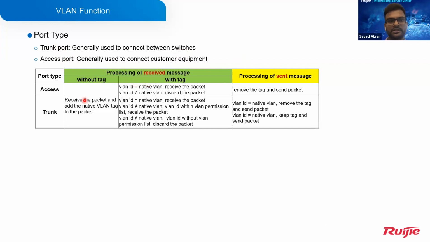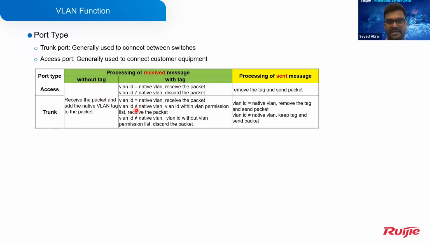For the packets we receive, if it is an access port and the VLAN ID is the active VLAN ID, it receives and processes the packet. If the VLAN ID is not the one mentioned in the configuration and is not the native VLAN, it will directly discard the packet. For the trunk port, if the VLAN ID is the native VLAN ID, as I said before, it will receive and process the packet.